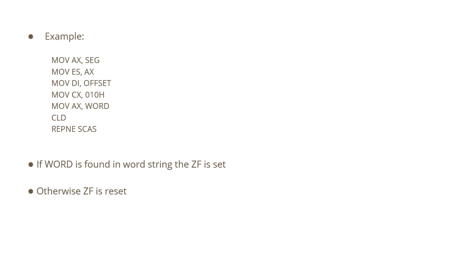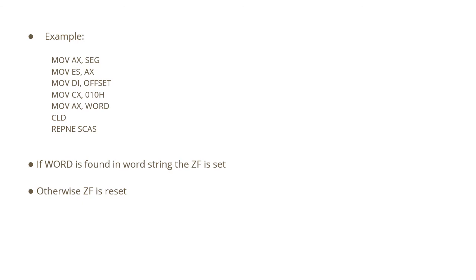So the string is being represented using the ES:DI combination. Next is MOV CX, 010H, where the length of the string is now present in the CX register. Next is MOV AX, word. So the word is the particular word by which the string has to be scanned. That is, the string that is mentioned using the ES:DI combination will be scanned to see if the word that is mentioned in the AX is present in that particular string.